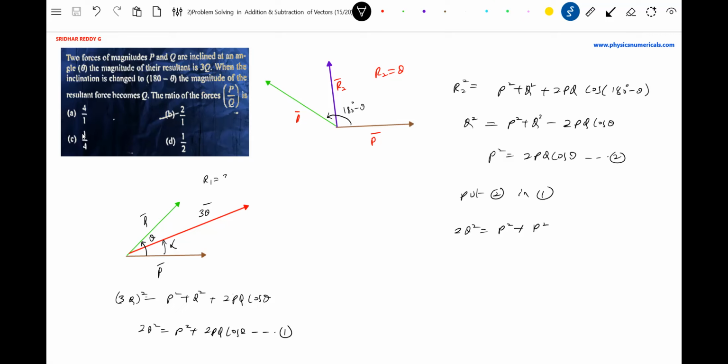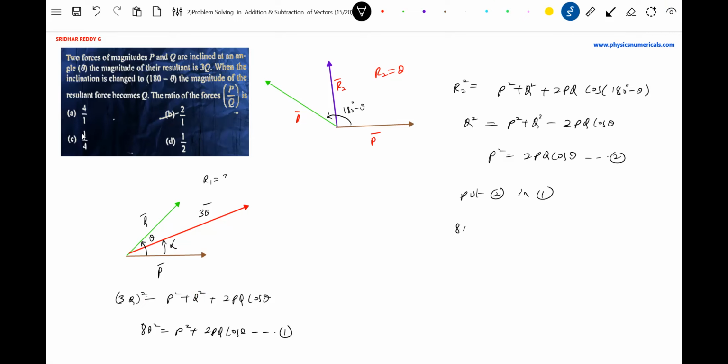The ratio of P by Q, no? So here if I do that, how much am I getting? 1:1. There's no such option. Okay, got it. 3Q square will become 9Q square, since 3 square should be 9. Let me redo it from here. 9Q square minus Q square will become 8Q square.